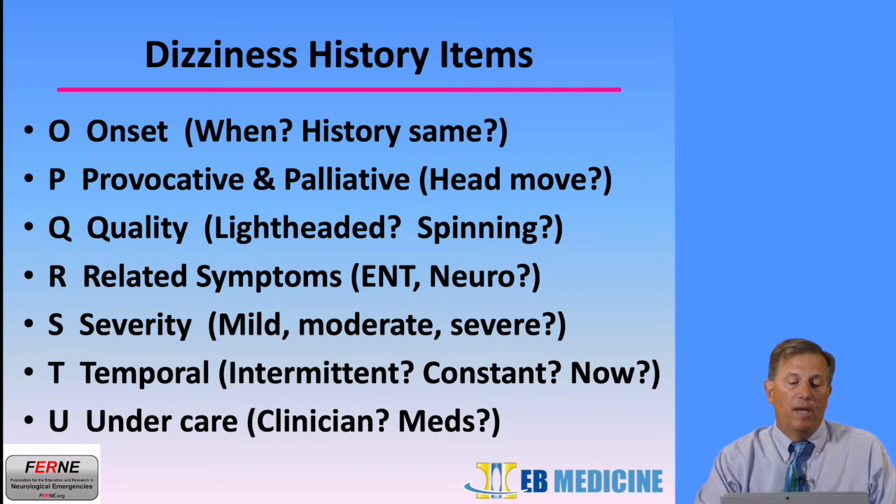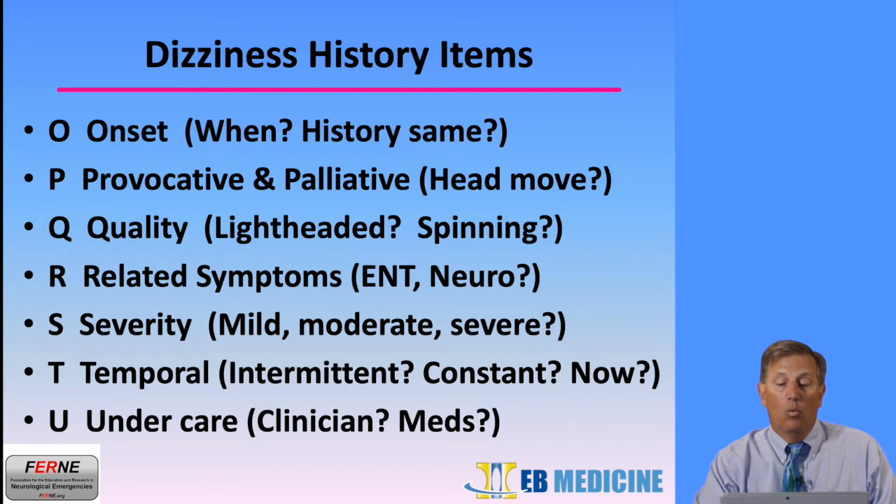What are our history items? I like the OPQRSTU system. Onset. When did it start? Is there a history of the same or similar onset? P, provocative and palliative. In other words, does head movement make it worse? Does lying down with your eyes closed make it better? What is the quality? Is it actually lightheadedness or spinning?